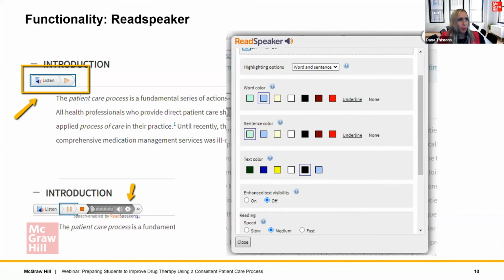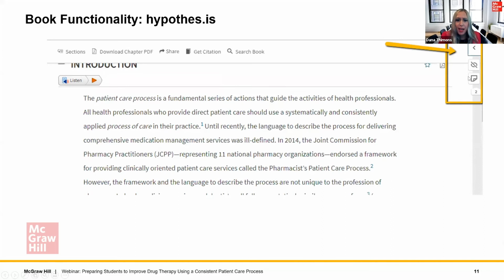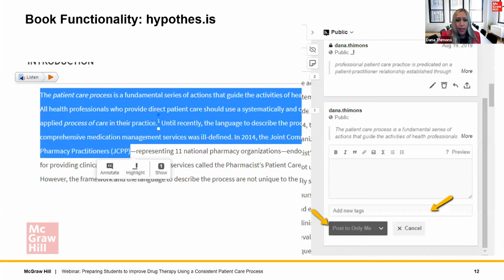Hypothesis, which is up here in the upper right-hand corner, is an open source browser plugin that allows users to quickly annotate and highlight content on any page. And so this allows users to collate any highlights or annotations that they've gathered across any of the Access products, including Access Pharmacy, and gather them together with a variety of sources that they use on a regular basis. And they have the option to share, so it's posted only to them, or they could share this content within a group.